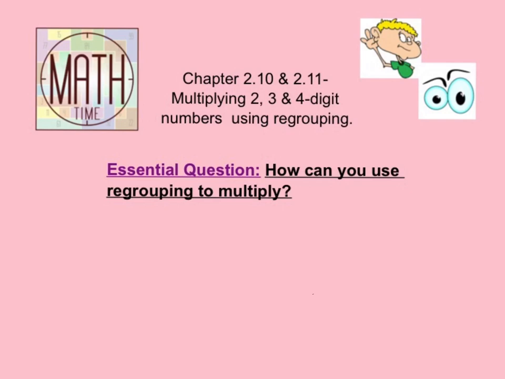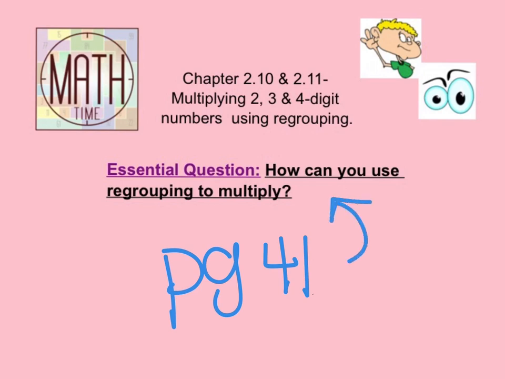We are multiplying 2, 3, and 4-digit numbers using regrouping. Our essential question is, how can you use regrouping to multiply? We are going to be working in several pages this evening, but if you would start with me on page 41, we're going to go ahead and write down this essential question. Again, it's how can you use regrouping to multiply?